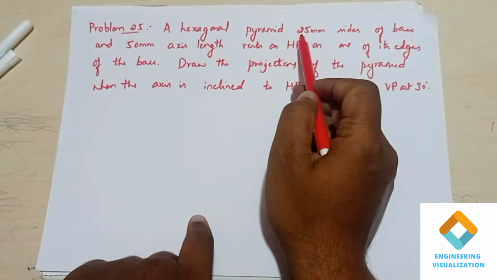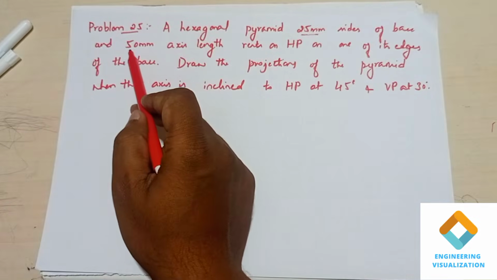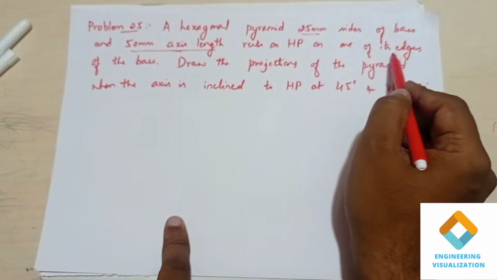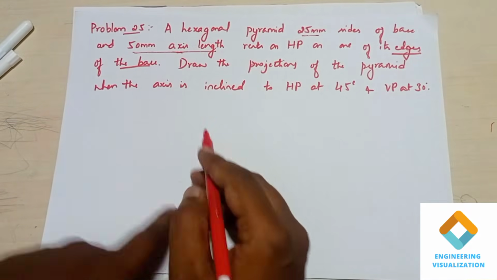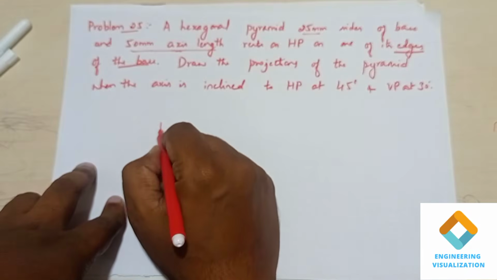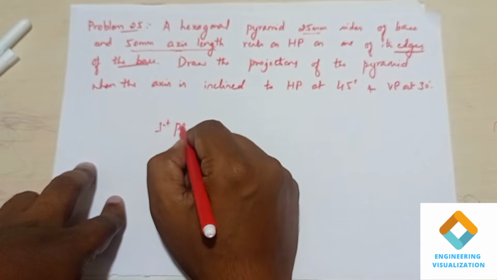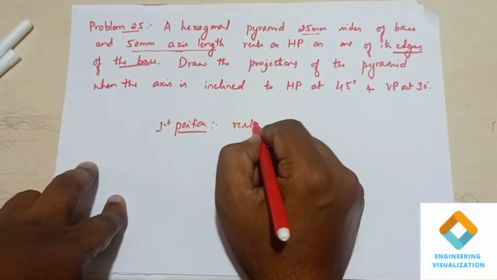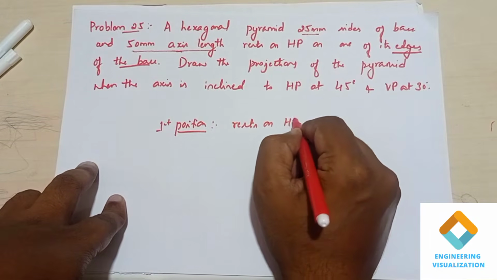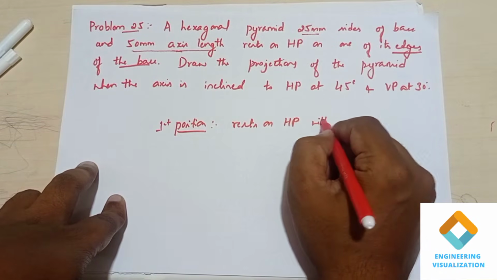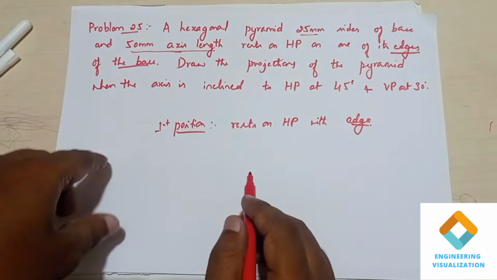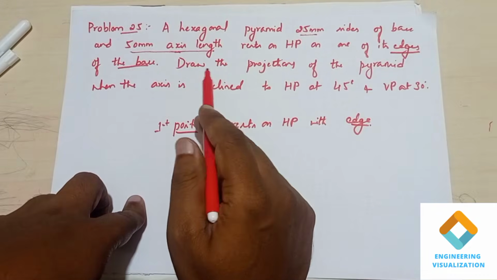So today we are going to do a problem on hexagonal pyramid. Given 25 mm sides of base, 50 mm axis length, rest on HP on one of its edges of the base. So here, first position, first we have to construct a hexagon with respect to the edge here. Okay, so right side reference we should consider here. So here hexagonal pyramid rest on HP with respect to the edge, first position.